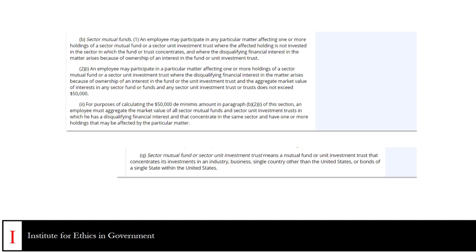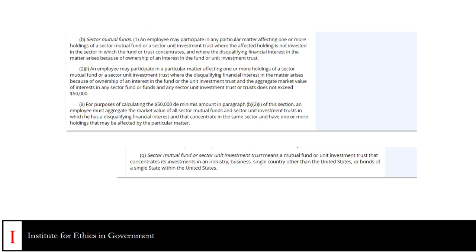And indeed we do. Here is some text from 5 CFR 2640. And it says an employee may participate in any particular matter affecting one or more holdings of a sector fund where the affecting holding is not invested in the sector in which the fund concentrates. So if, for example, this fund were investing in the Disney company on a given day because they had some extra money lying around and they put it in Disney. Because it's not in the natural gas sector, that would be exempt per se from coverage under this provision of 2640.